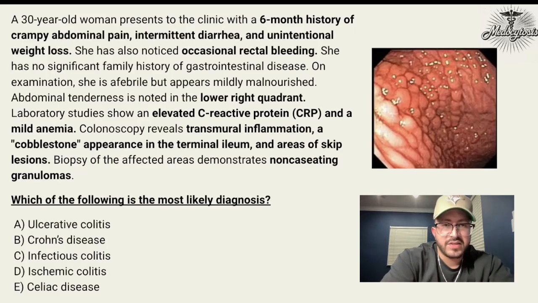E, celiac disease. Celiac disease is an autoimmune disease characterized by IgA immune complexes attacking the small bowel. You see villous atrophy, malabsorption, diarrhea and weight loss. You do not see transmural inflammation or cobblestone appearance in the terminal ileum or anything like that. Therefore, E is wrong, and B is your correct answer.